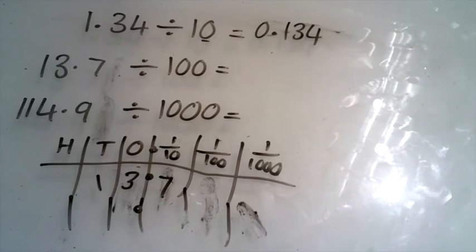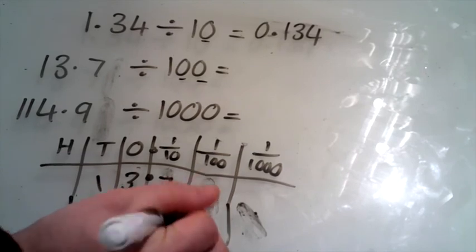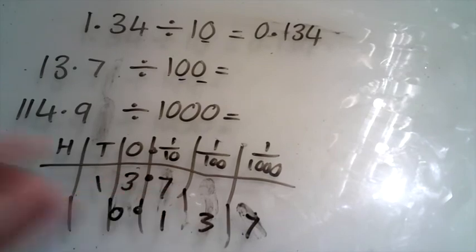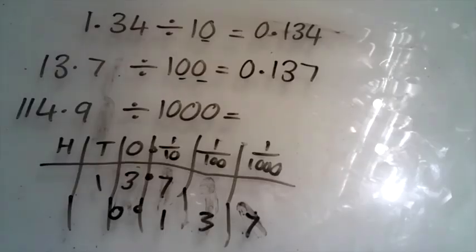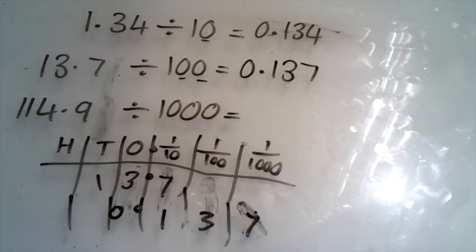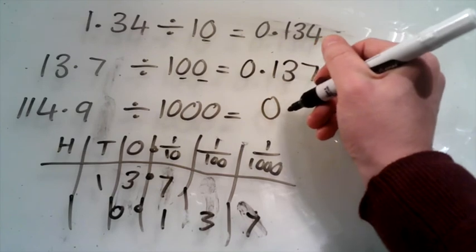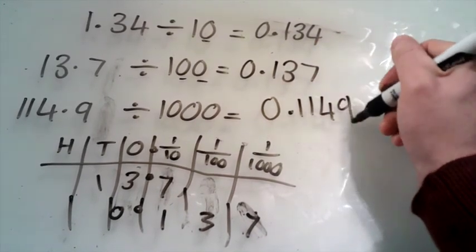The next one, you've got 13.7 divided by 100. So we've got 2 zeros, so you're moving it to the right twice. So this one goes 1, 2, then that one goes 2, that one goes 2, so you've got 0.137. And finally, this one, we're dividing by 1000, so that, because I'm running out of room, that will give us 0.1149.